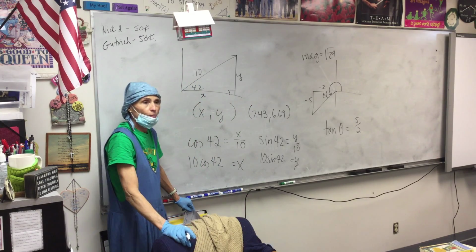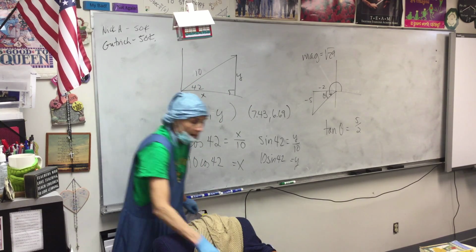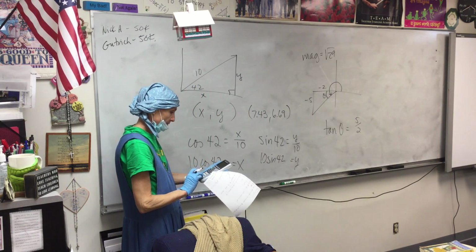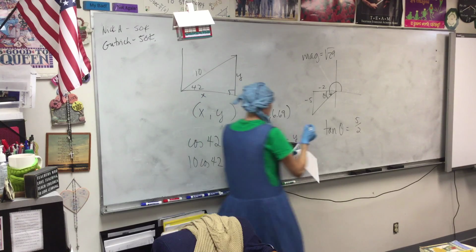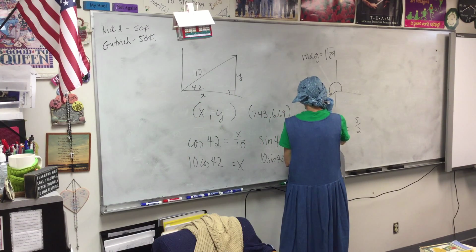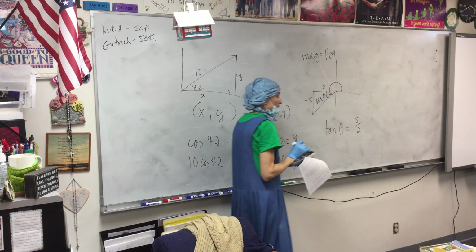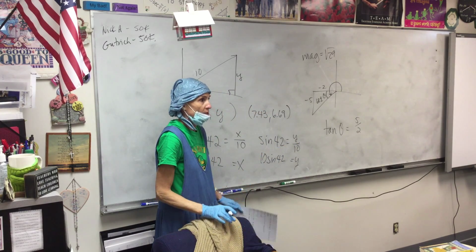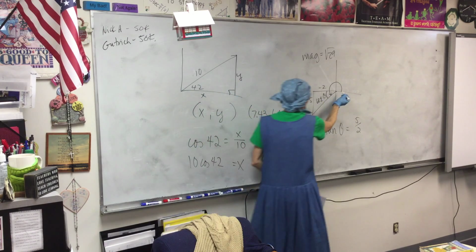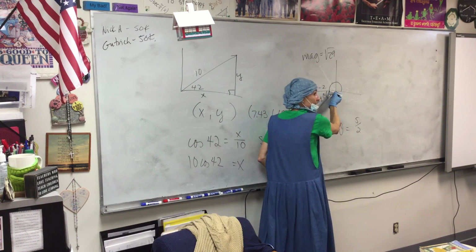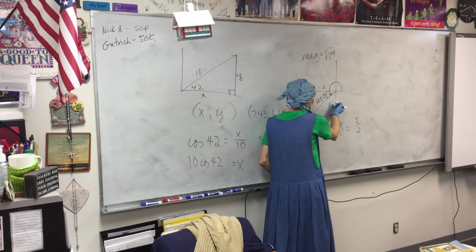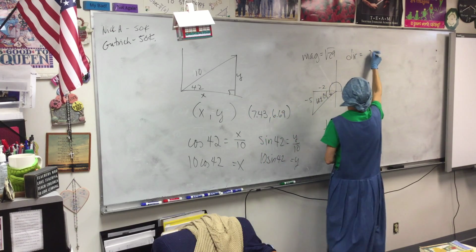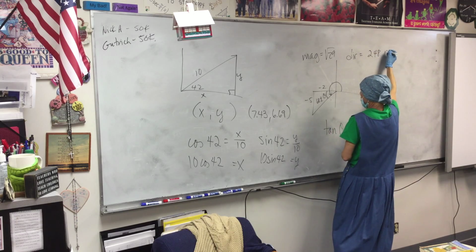Tangent is opposite over adjacent. Now, how will I find that angle? Inverse tangent of 5 halves, and it's 68.2. Now the answer though is not 68.2. The answer is 180 plus 68.2. So your direction is 248.2.